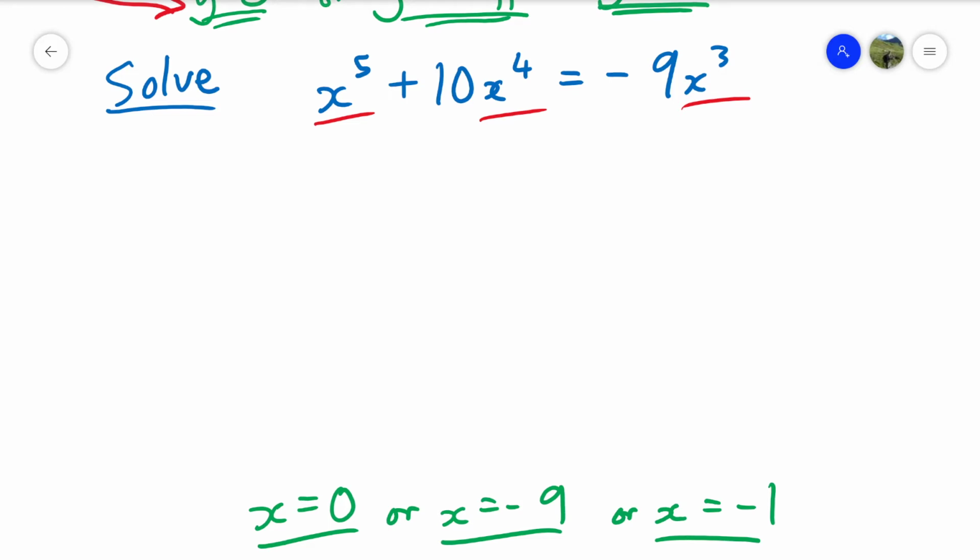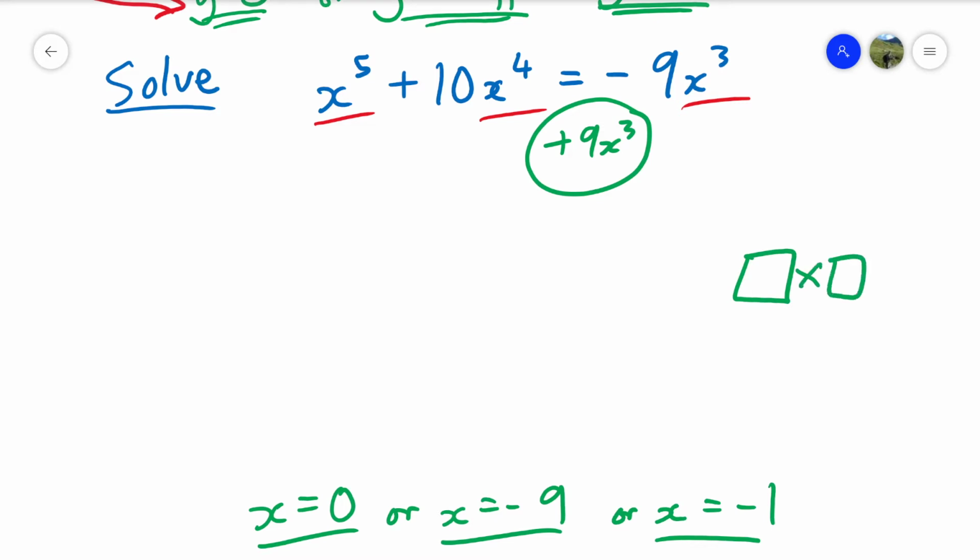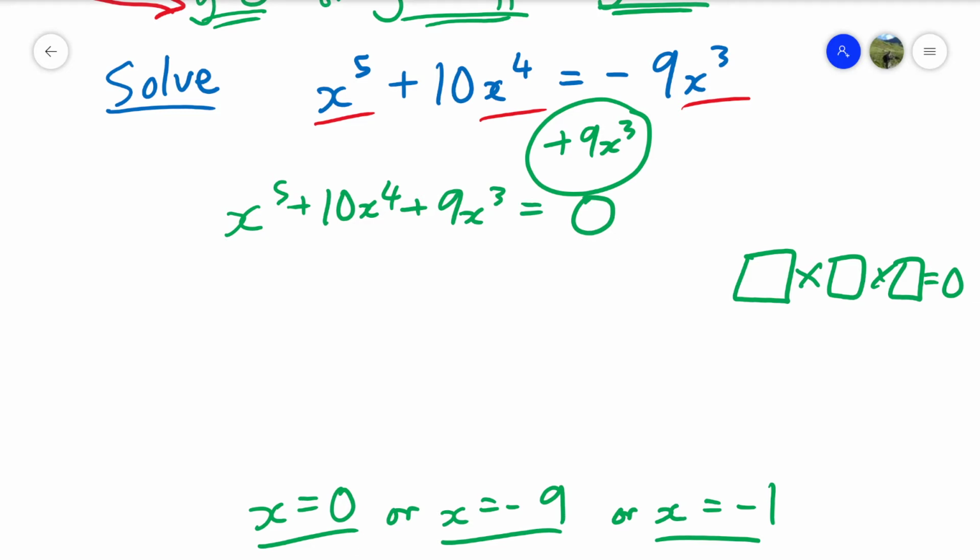But for that to work, it has to be equal to 0. So let's add 9x cubed to both sides. Because remember, that trick only works if you've got a bunch of things multiplied together. In this case, I think it's going to end up as 3. If it's a bunch of things multiplied together that make 0, the trick works. But it has to be equal to 0. Okay, promising so far. Now let's try and factorize it.